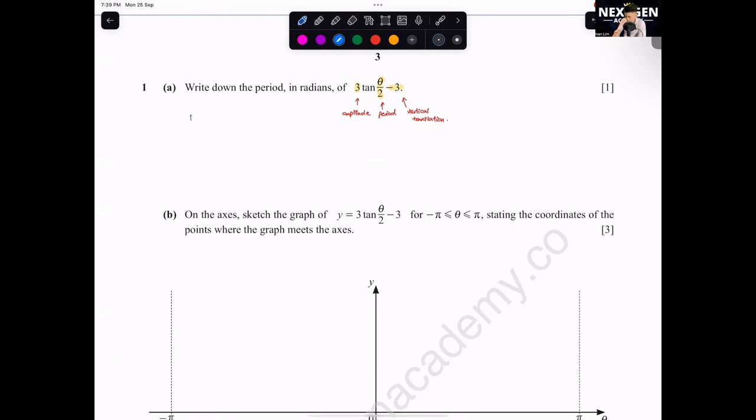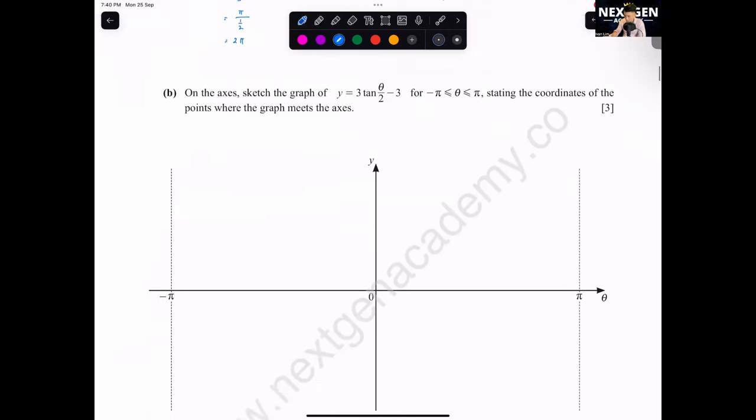The period formula for tangent is pi over b. Don't get confused between tangent and sine and cos. So pi over b, and here your b value is 1 over 2. So pi over 1 over 2 will give you 2 pi. You've got to remember, for sine and cos it is 2 pi over b. Don't get confused between both formulas.